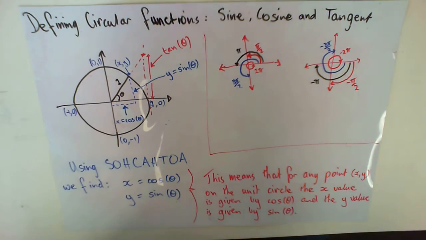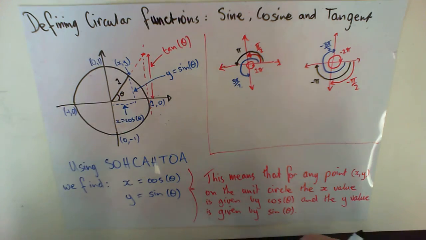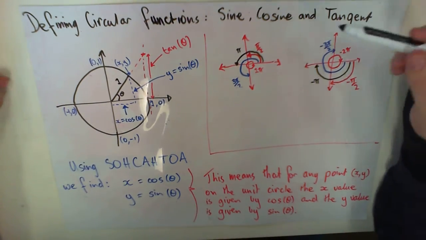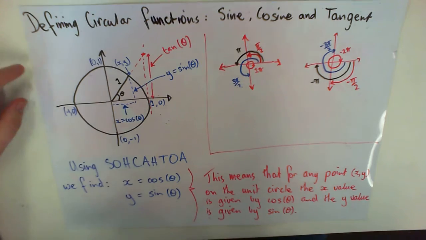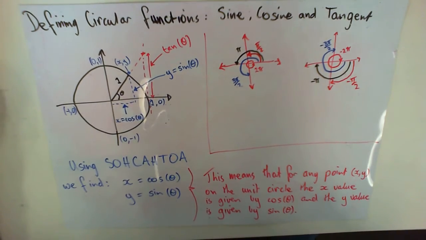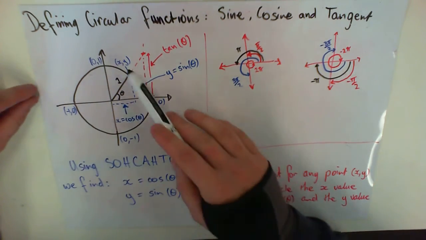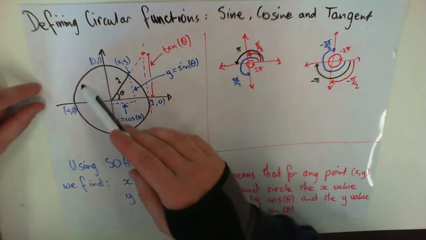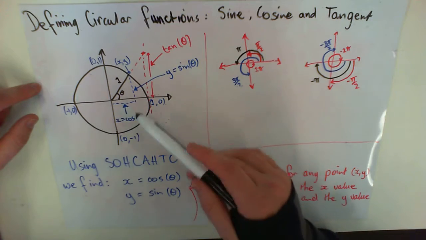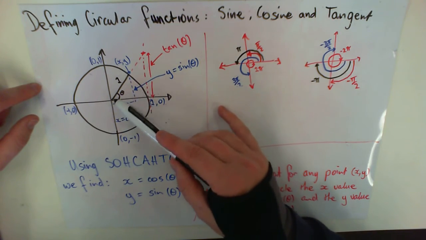Okay, in this video, we're going to have a look at defining our circular functions. So they're sine, cosine, and tangent. In our last video, we got introduced to the idea of the unit circle, and that appears again here so that we can define those three functions. So what we've got here is our unit circle. We've got the coordinates of our points of intersection here. Remember, the unit circle has a radius of 1.